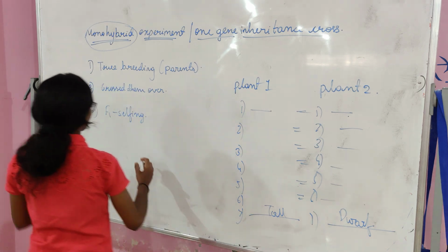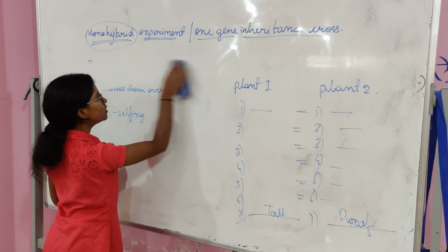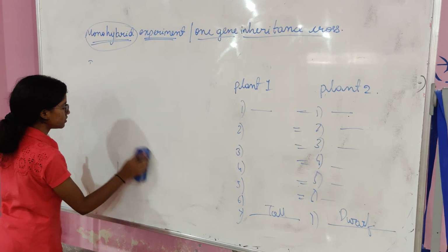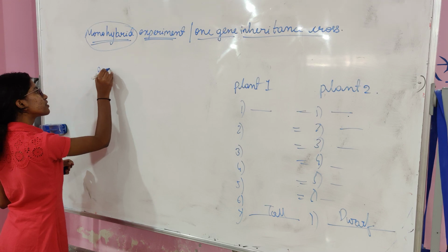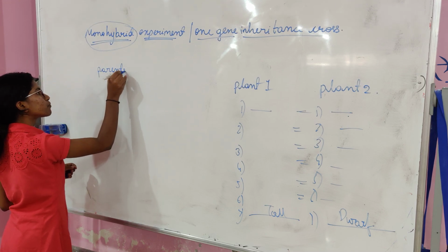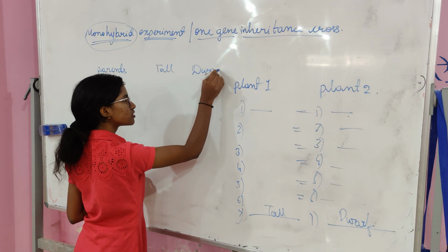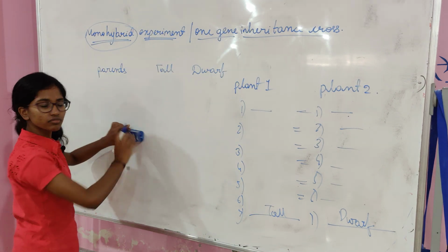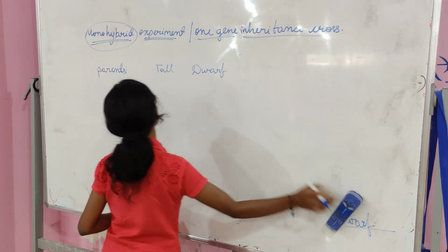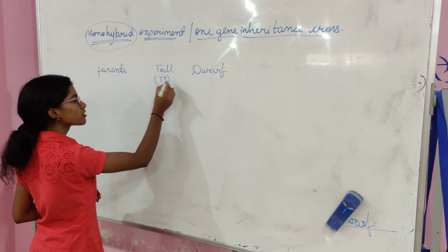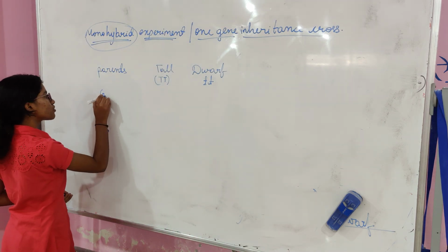So what he did, the first parent of this was tall and dwarf. So this we represent by TT. This we represent by T and T. Right? So we need gametes here.